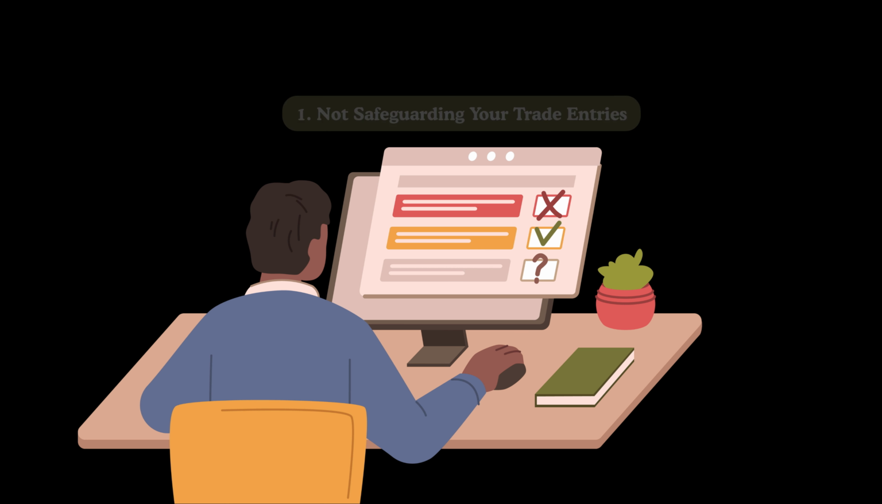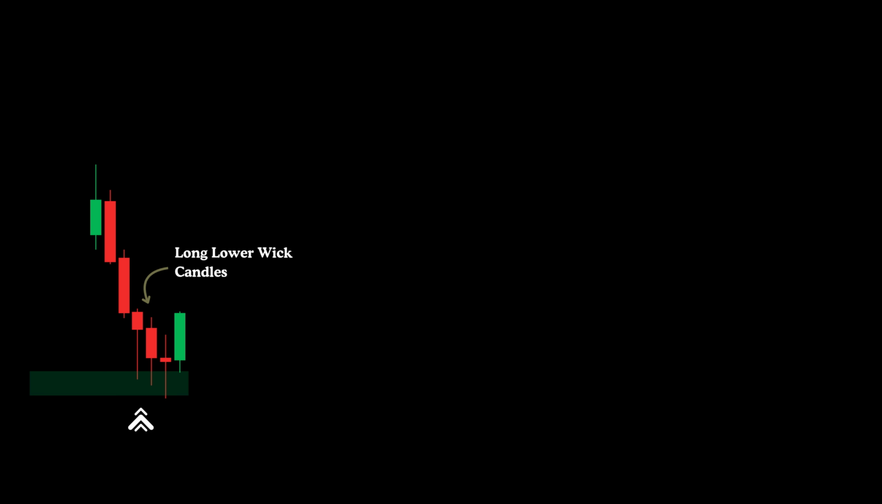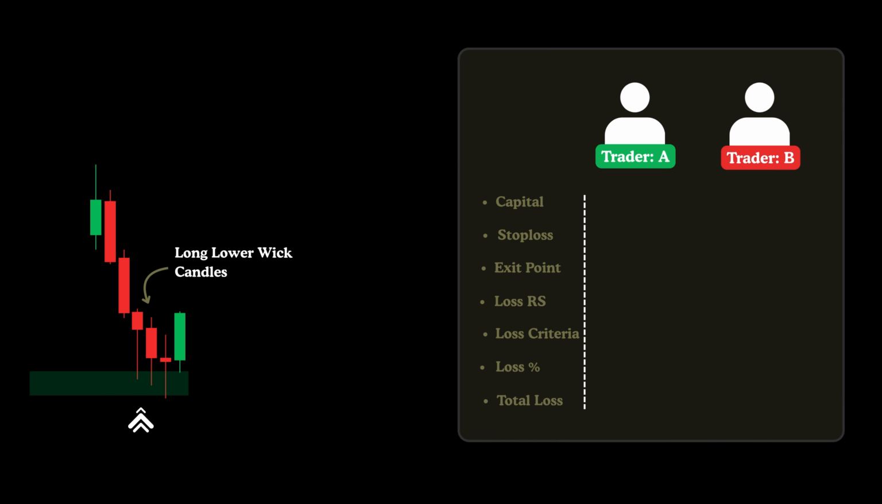Mistake number 1 is not safeguarding trade entries based on the price shown in this chart. After forming strong bearish candles and facing rejection at lower levels, a green bullish candle appears with long lower wick rejection candles. At this stage, the price repeatedly rejects from the lower zone and tries to create support on the downside. We now have two retail traders, each with nearly $50,000 of trading.